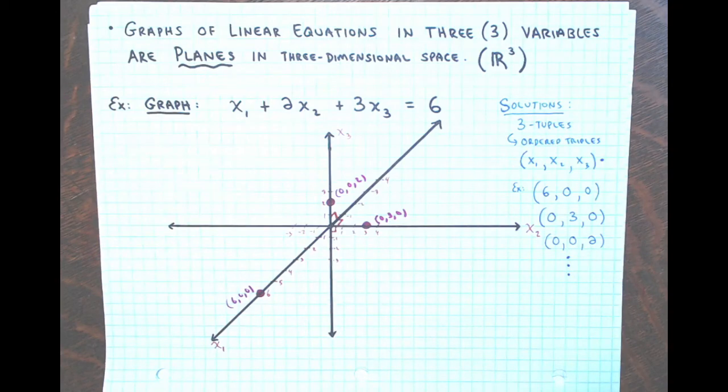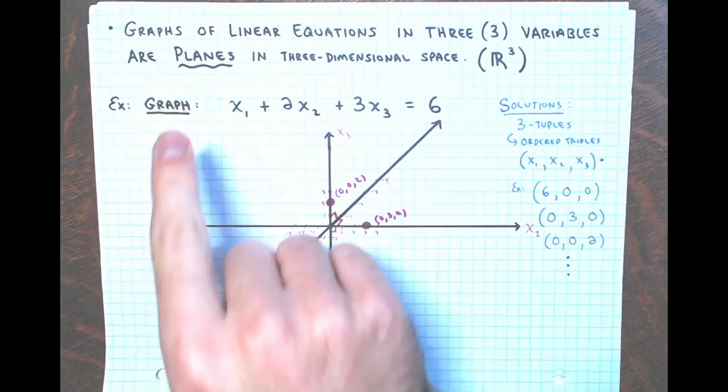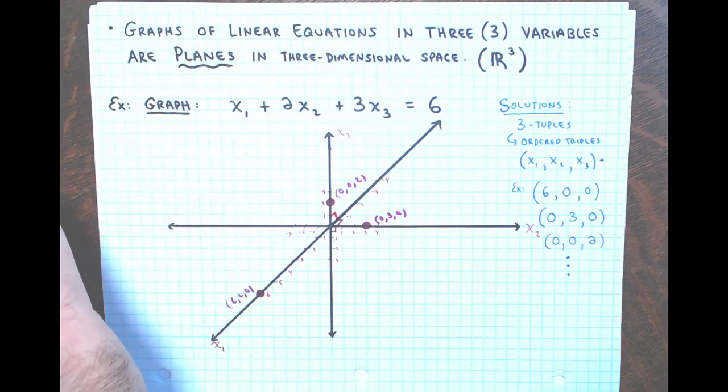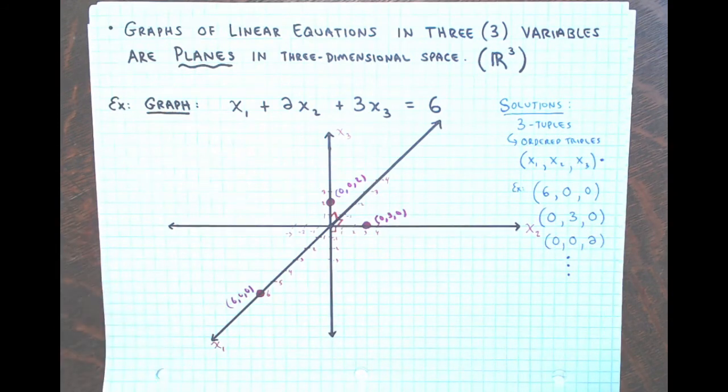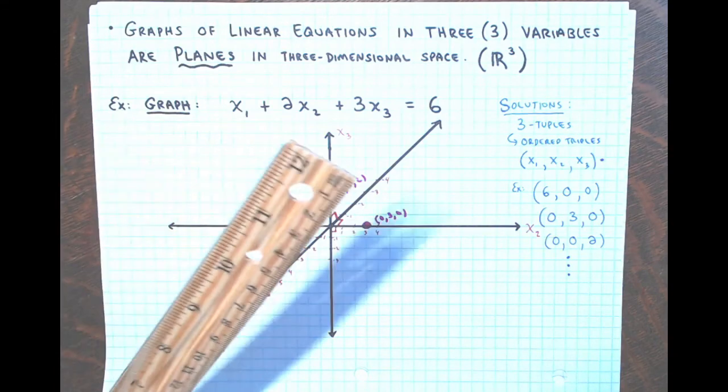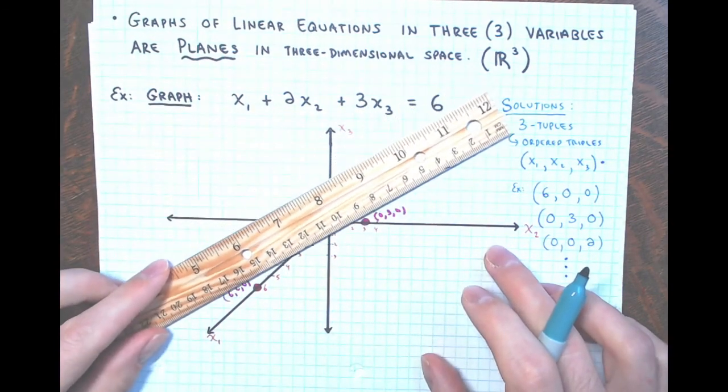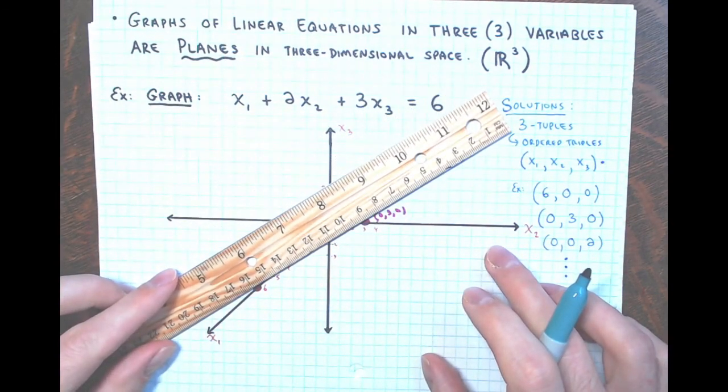A plane, a sheet. I mentioned the graphs of linear equations in 3 dimensions are a plane. So how am I going to form that plane? I'm going to show you part of the plane. I can't show you the whole thing because a plane goes on forever in 2 directions. So I'm going to connect these points.